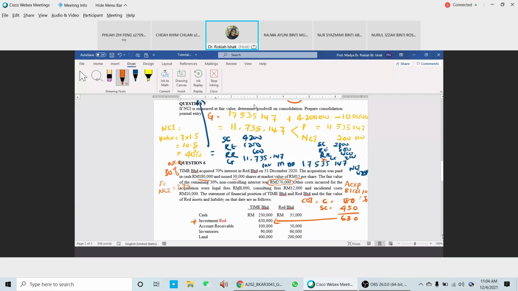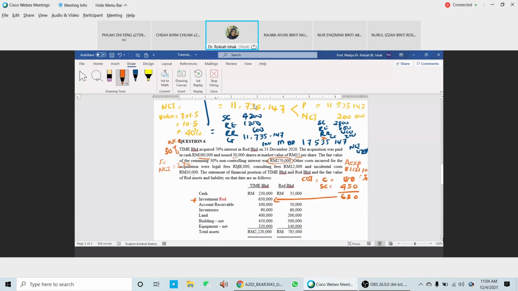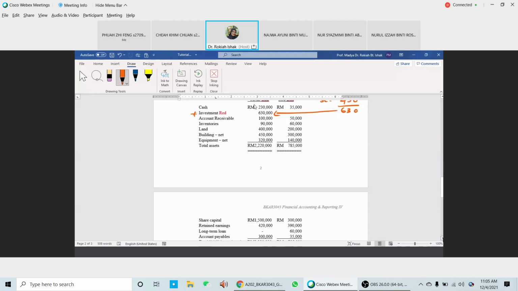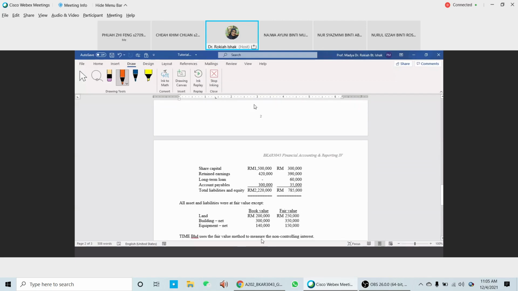This is what you have for the financial positions and the fair value of the assets and liabilities. Assets and liabilities are already at fair value except for this 3. For the land, comparing book value and fair value, there is an increase by 50. This one is another 50, this one another 10. Altogether you have 110. This 110 is an increase in your revaluation surplus because it is an increase in assets.